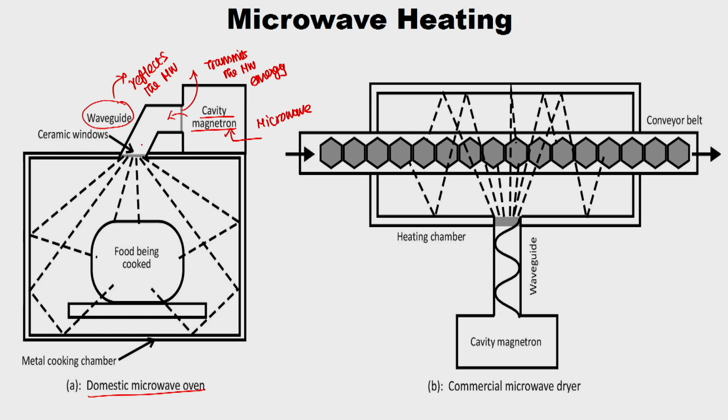And again it transmits through ceramic windows, and this is your food being cooked, and it goes here, reflects and comes back to the food material. That is the way the microwave heating is done.